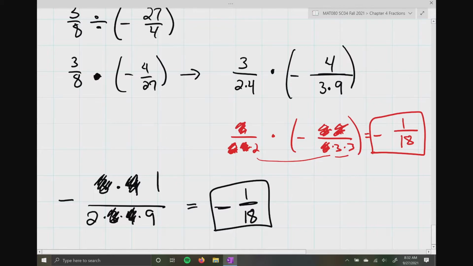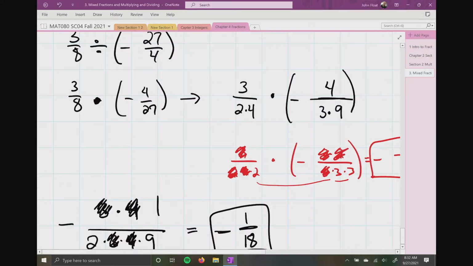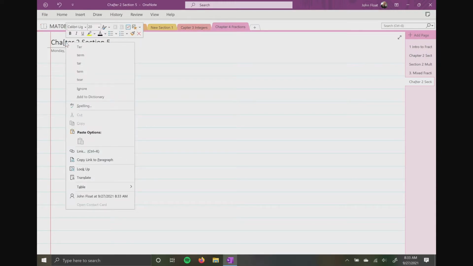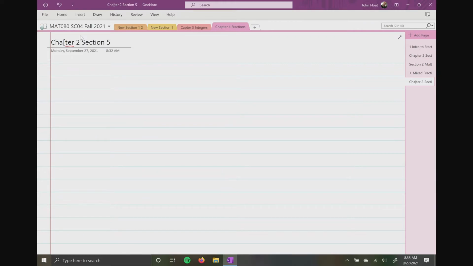All right. So let's move on to the next section, which we need to go back in time. We're going to go back to that chapter 2. I think it's section 4. Let me look here. Nope, section 5. My bad. And let's go ahead and clean up our mistakes here so it looks all nice and neat. Section. And I'll put a P there.